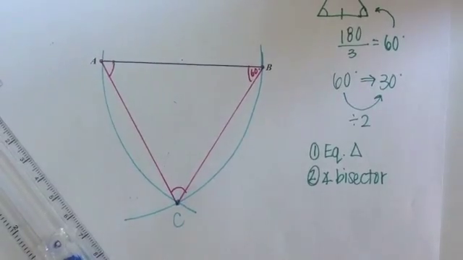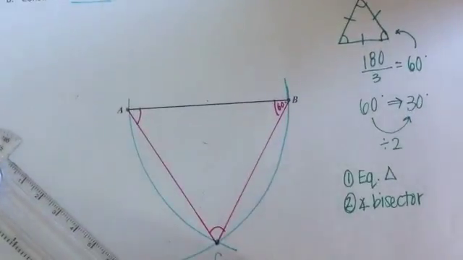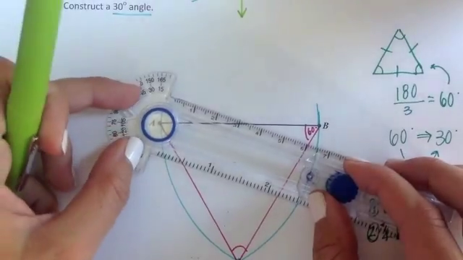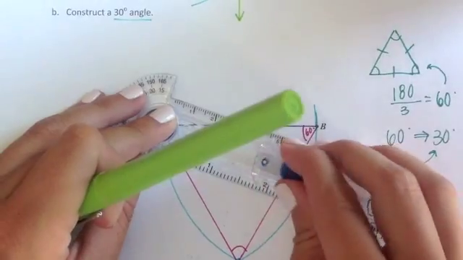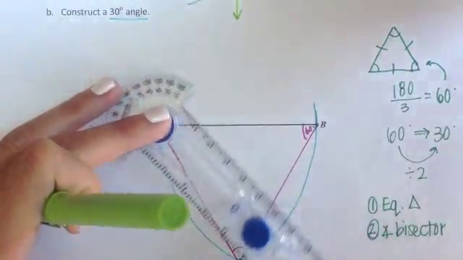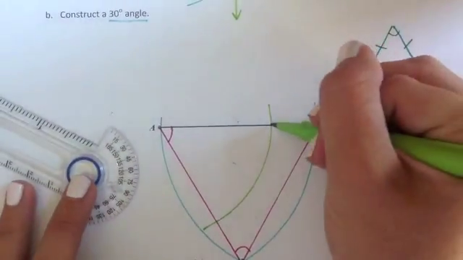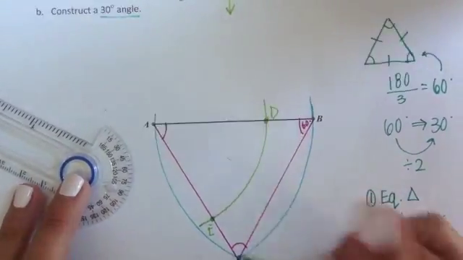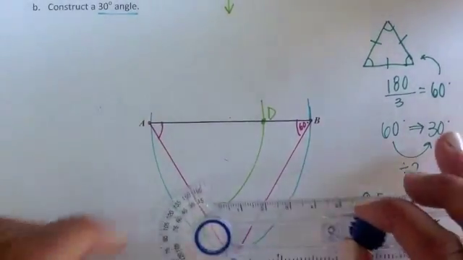So here I'm going to put my center on A. You can bisect any of these angles that you want to. I'm just choosing A because it's there. Okay, so center on A. I'm going to close up my radius some, that way I can draw an arc that crosses both sides of my angle to create intersection points D and E.